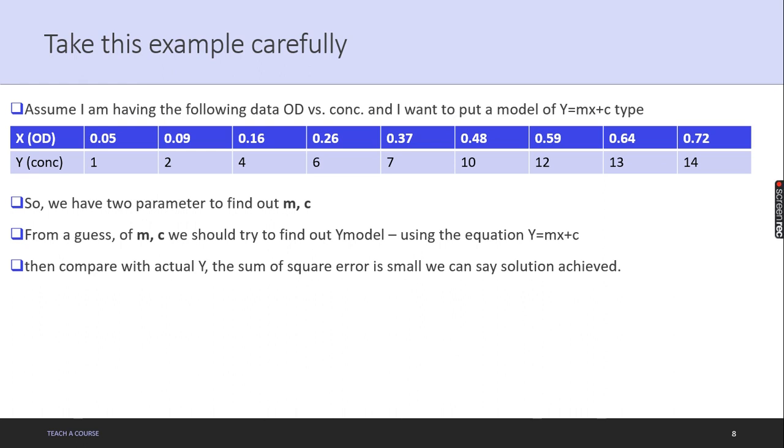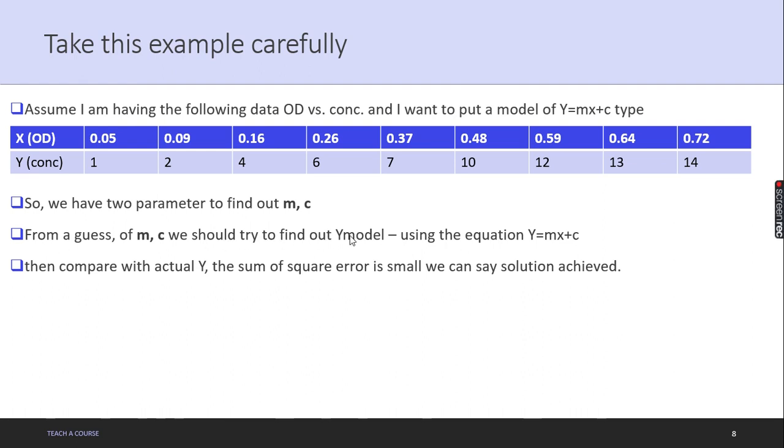Of course this is the model we want to fit. So we know our expected equation, but we don't know the values for m and c. Of course you can do it in Excel, make a plot and find out the slope and intercept. That is a different aspect, but we're going to do it using Matlab. How can we do it? We will assume this is our model equation. So we have two parameters to find out. Parameter means unknown constant. M is the slope and c is the intercept. We don't know them, so we have to start from a guess for m and c.